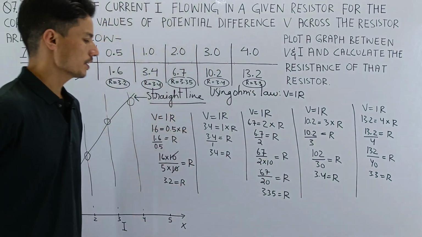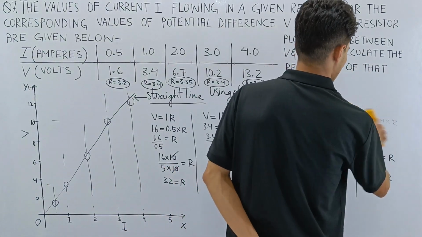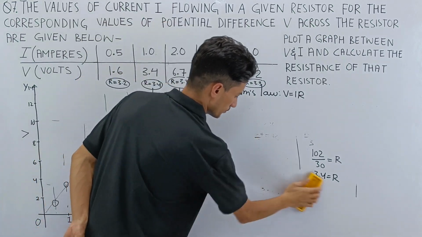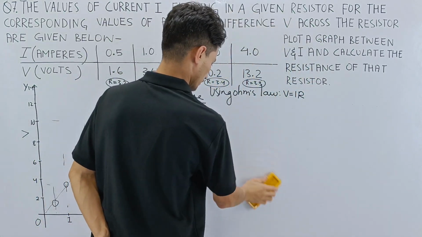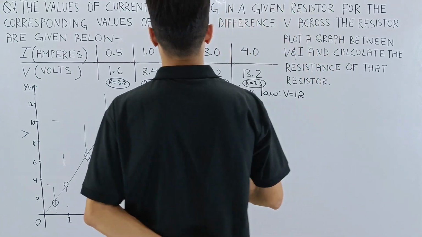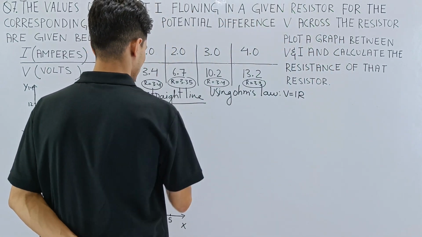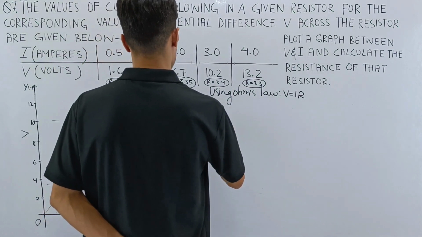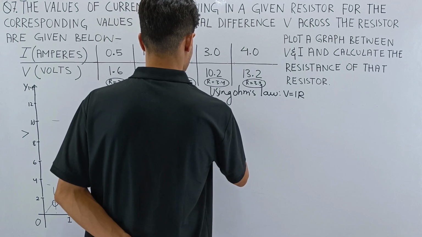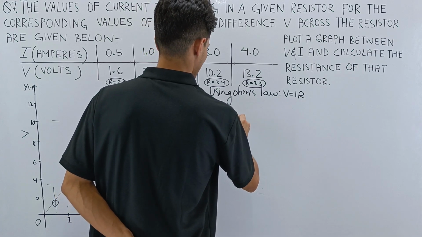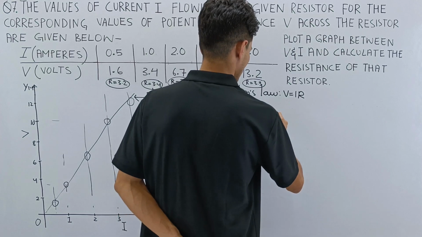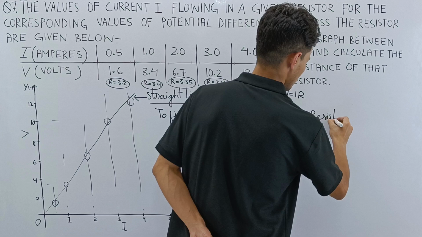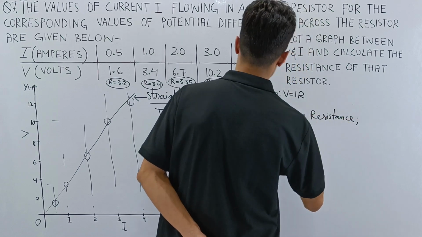Now we will erase this and calculate the answer. All we have to do now is take the average. To find resistance, we find mean resistance.